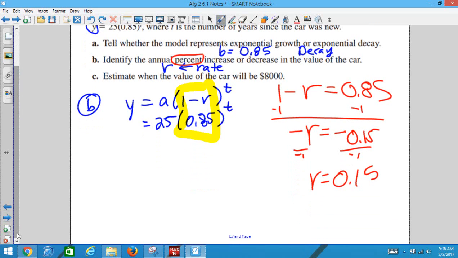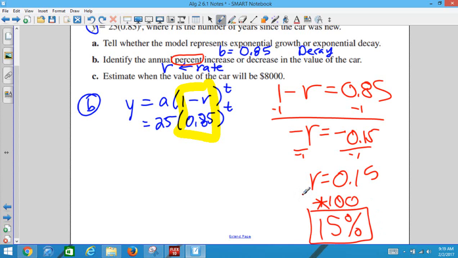How are you making that into 15%? Right. To find percent, we need to take that answer and times it by 100, just like we do when we find our homework grades all the time. Those of you that do your homework. So that would be a 15% annual decrease.